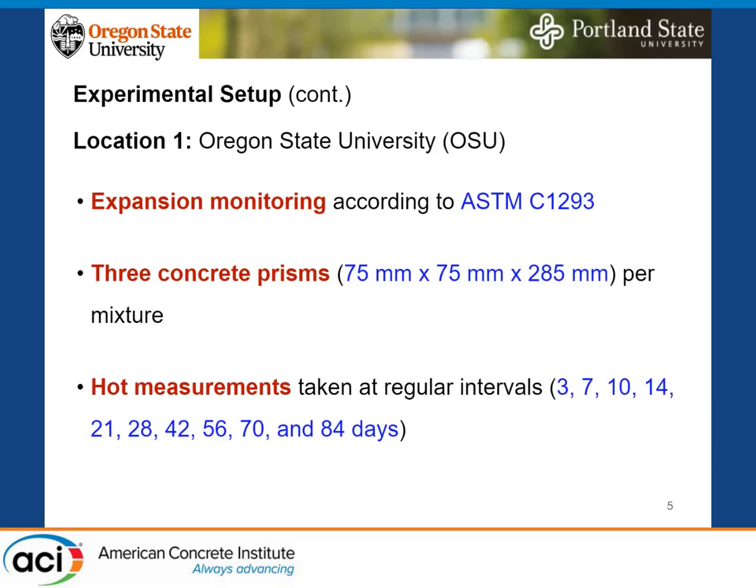We have 2 locations. It was a collaboration between Portland State University and Oregon State University. In the first location, Oregon State University, our team did the expansion monitoring based on the ASTM standard. There are 3 concrete prisms per mixture, and we had 3 different mixes, so 9 total. And there were also a couple of specimens to measure compressive strength. Based on these standards, hot measurements were taken at regular intervals. Hot measurements means before letting the specimen cool down. So we took them out, measured the length, and put them back.